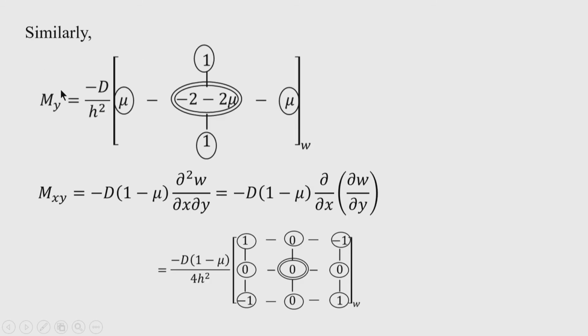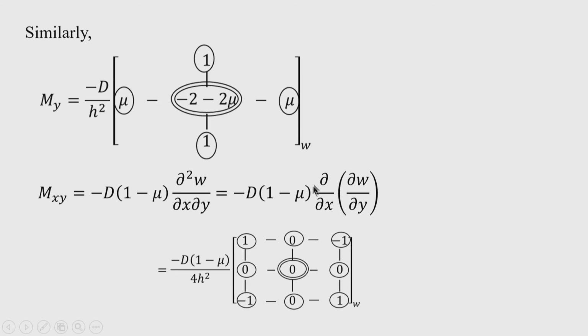Bending moment in y direction can be written just by rotating it vertically. So, in that case, for the second derivative with respect to y, mu and mu come here in the horizontal line, and del square w by del x square comes in the vertical line. Mxy can also be written as minus D into 1 minus nu into del square w by del x del y. Now, here del w by del y we expressed earlier in the difference form.